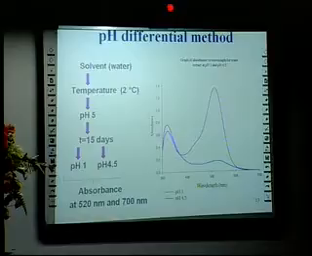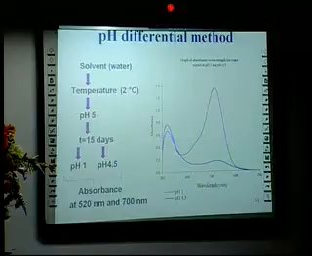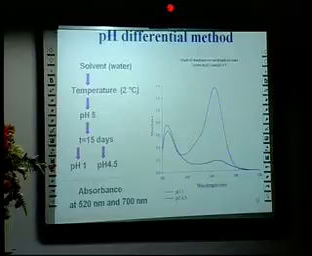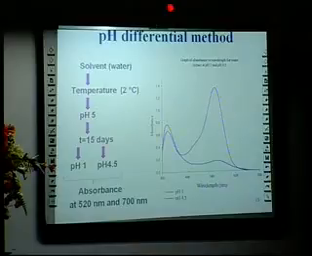As an example, anthocyanin was extracted using water as solvent, then kept at a particular temperature, and the pH of the solution was maintained at the particular pH. After some time, the solution was taken and divided into 2 portions. One of the solutions was maintained at pH 1 and the other at pH 4.5. After that, absorbance was measured at 500 nanometers and 700 nanometers.